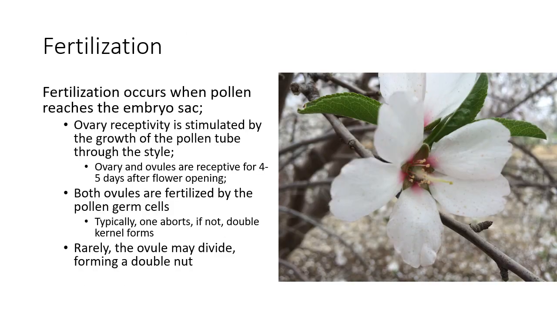Interestingly, ovary maturity and receptivity is stimulated by the growth of the pollen tube through the style. After initial pollen germination, the ovary and ovules are receptive for 4 to 5 days, with declining fertility as it ages. Once the pollen grain reaches the embryo sac, the pollen grain releases its germ cells. These will fertilize the two ovules. Typically, one ovule outgrows the other, leading to the abortion of the other ovule. If this does not occur, a double kernel will form, impacting kernel quality at harvest. Occasionally, the ovule may divide after fertilization, forming a double nut. Again, this also reduces kernel quality.